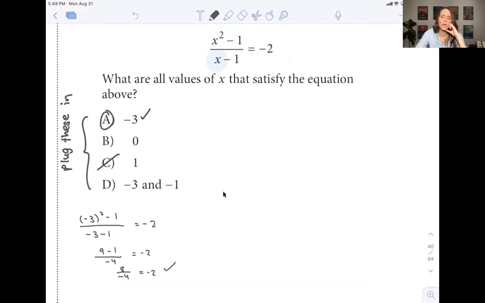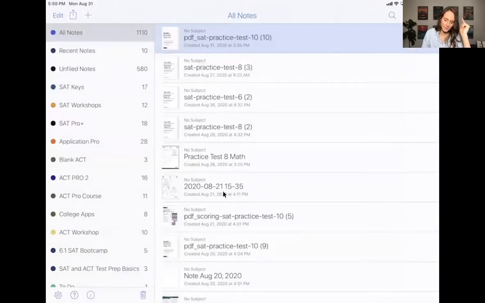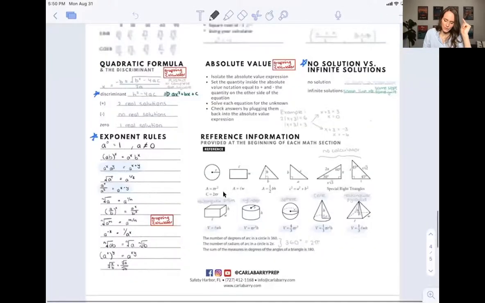You can also eliminate that fraction by multiplying each side by x minus 1. That cancels out the x minus 1 in the denominator, and it gives you x squared minus 1 equals -2x plus 2. Actually, I'm not going to distribute yet. That gives you -2 times x minus 1. And whenever you can factor something on the SAT, you should. This is a core concept. Basic factoring, you should know.